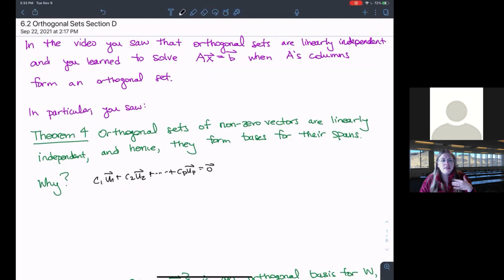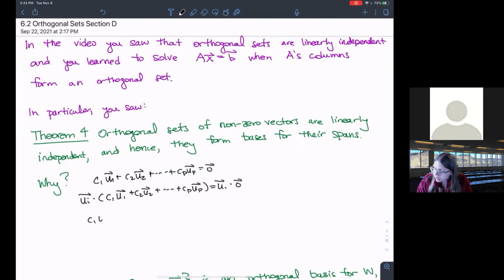Well, we're just going to take any one of the vectors in our orthogonal set, and dot it with both sides. Take ui dotted with the left-hand side equals ui dotted with the 0 vector. So we can distribute that and say c1 ui dot u1 plus c2 ui dot u2 up to cp ui dot up equals, on the right-hand side, we'll just get 0.